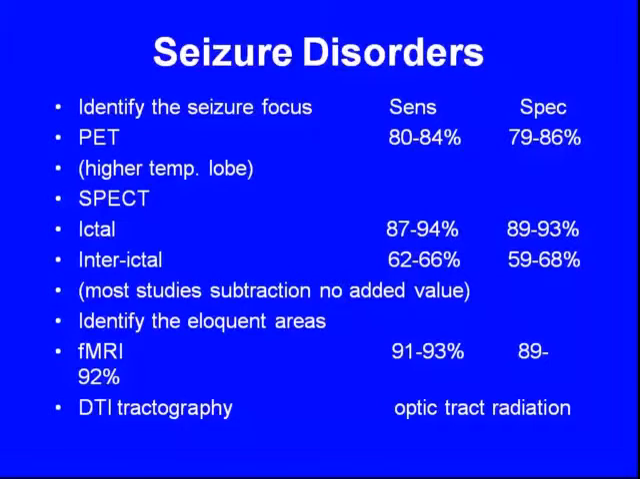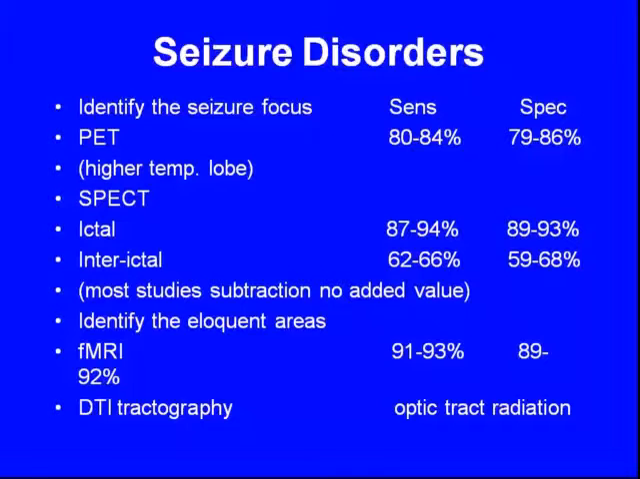And then when we analyze the data in regards to seizure localization with PET and SPECT, you can see that PET, which is usually done during the interictal phase, has sensitivity and specificity usually in the 80s. The best test in regards to seizure localization from these two is the ictal SPECT.